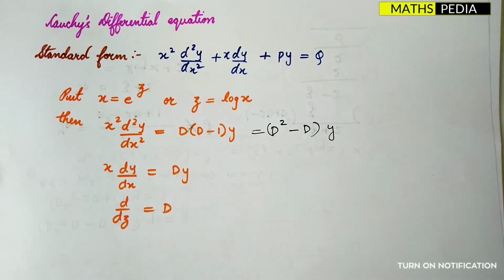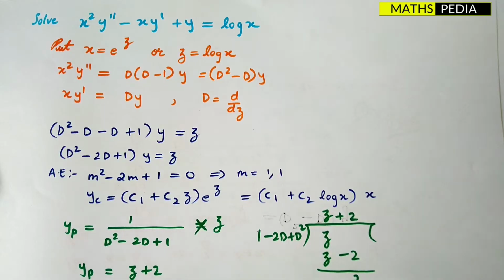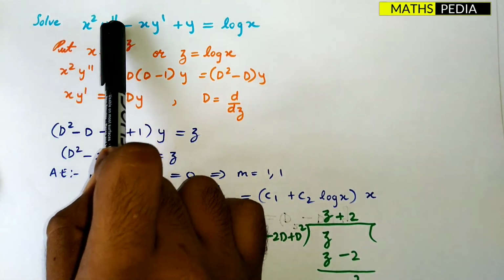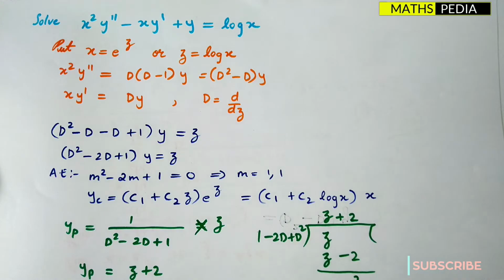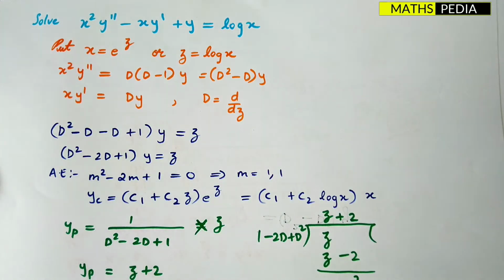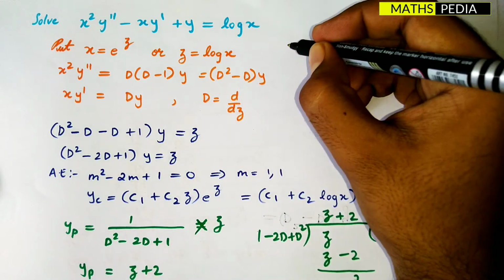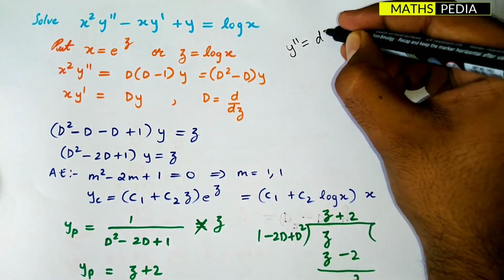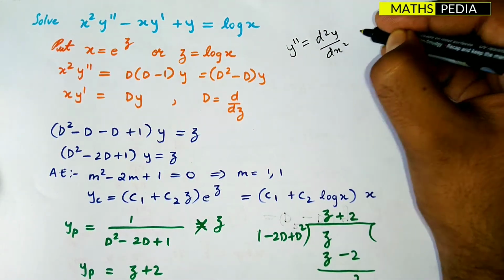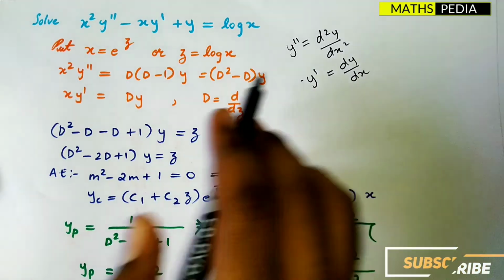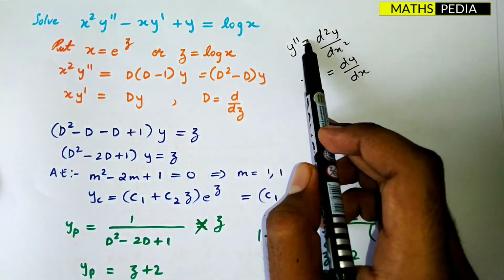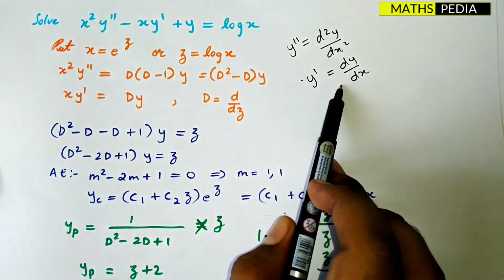So let us see one problem based on this in order to understand the steps involved in solving it. Now we have come to the question. You can see over here, solve x square y double dash minus x y dash plus y is equal to log x. Now no one should be confused about where is that d square y by dx square. Basically y double dash is nothing but d square y by dx square and y dash is dy by dx, correct? So y double dash is d square y by dx square, okay, and y dash is this one.